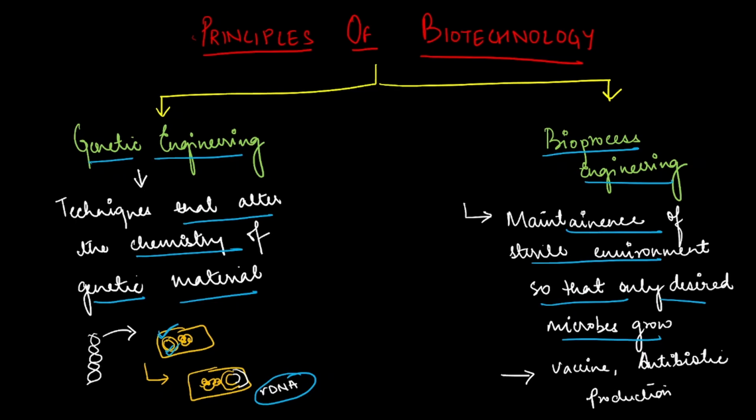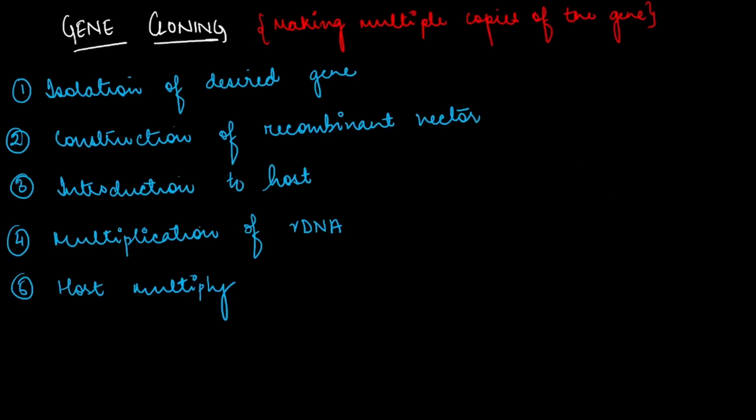call that bioprocess engineering. For example, antibiotic production, vaccines. So when we are working with antibiotic production, we need specific microbes to grow, right? For that reason, we need to maintain the environment sterile so that other unwanted microbes do not grow. So that process of keeping the environment sterile for growing only desired microbes, we call it bioprocess engineering.